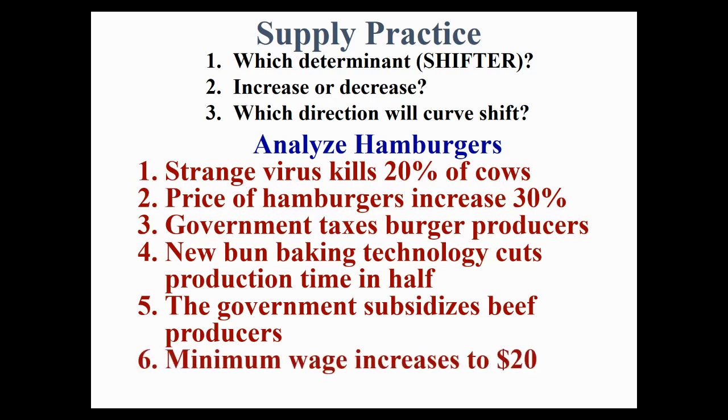And the last one is minimum wage increases to $20. So minimum wage, that's an input cost. And we know that has an inverse relationship. So if the input costs go up, we know that the supply curve will decrease and shift to the left.